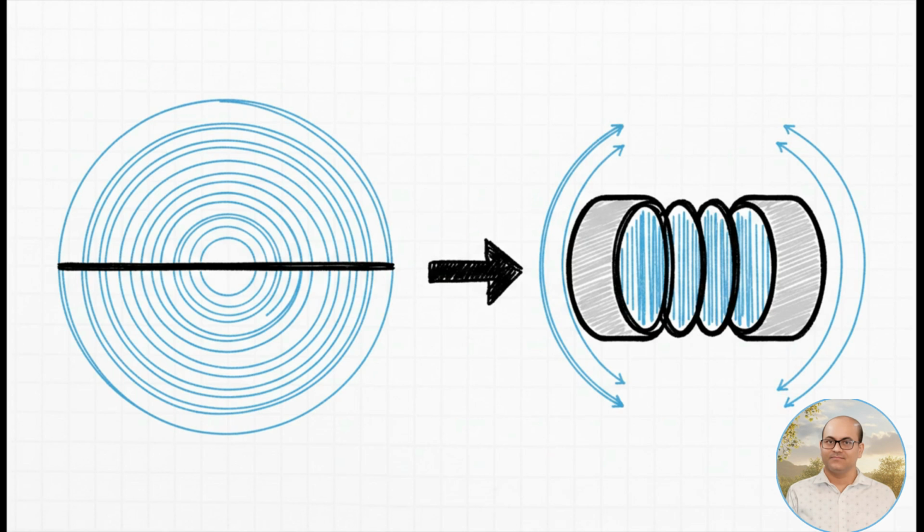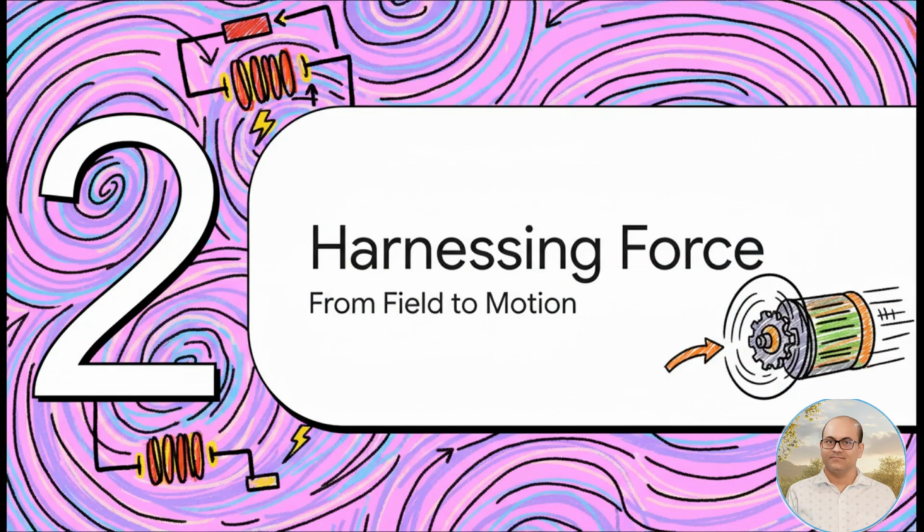So how can we make this effect much stronger? Well, this is brilliantly illustrated here. We can coil the wire into something we call a solenoid. This concentrates the magnetic field, making it very strong and uniform on the inside. Students, please note this point. The solenoid is a very important concept. Let's move on to our next section.